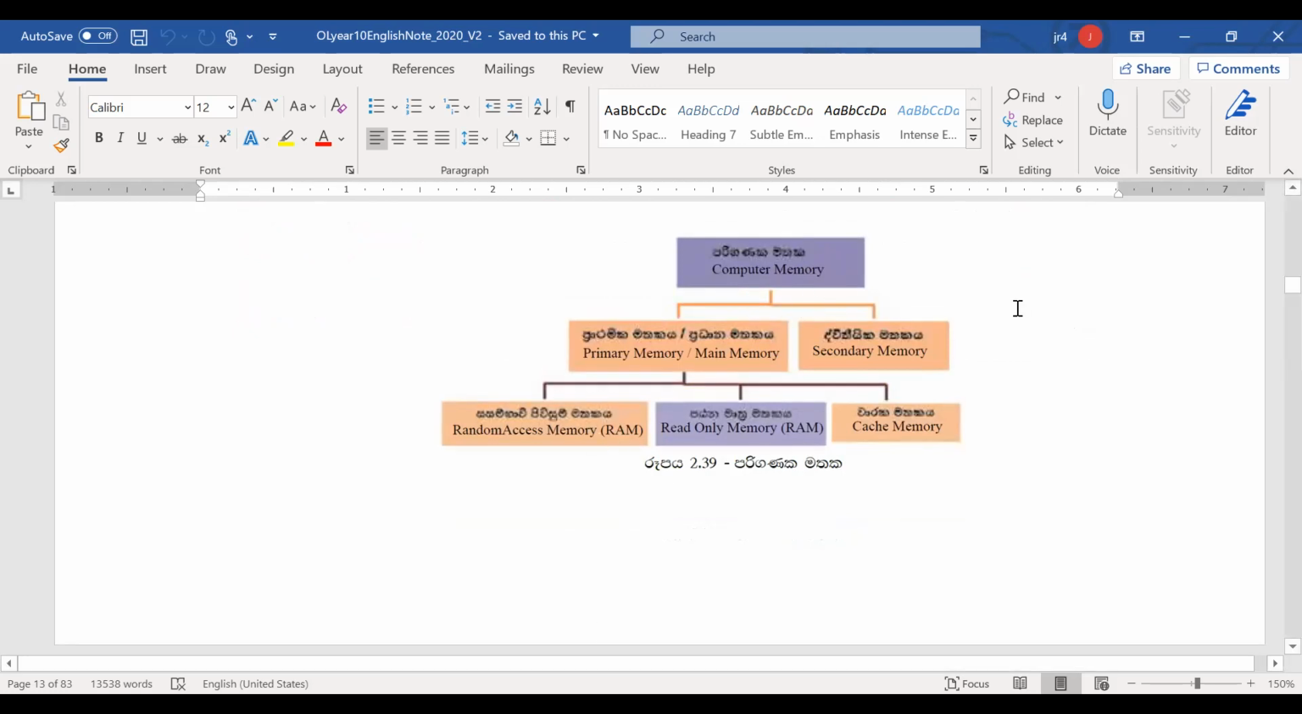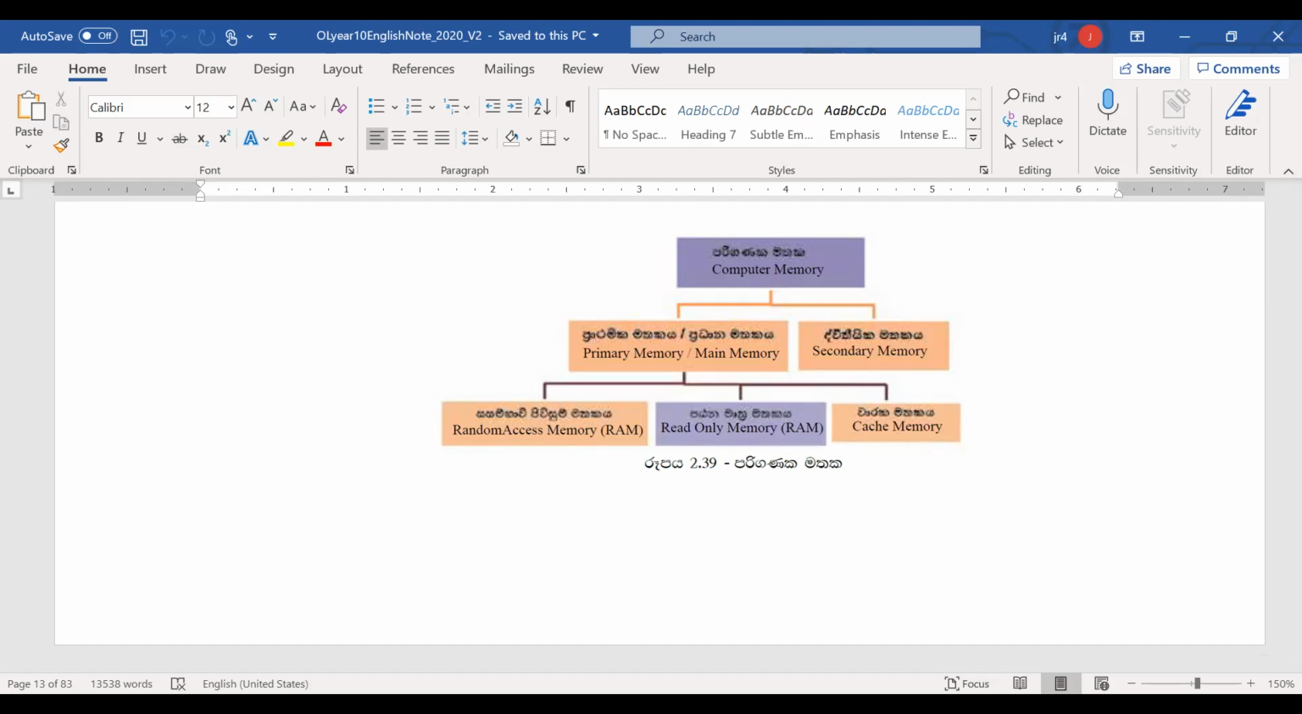So as you can see, we can divide the computer memory as primary memory or RAM, or secondary memory. Sometimes the hard disk, for example, we can use as a secondary memory, right? And then the primary memory, we can further divide as random access memory (RAM), read-only memory, and cache memory.